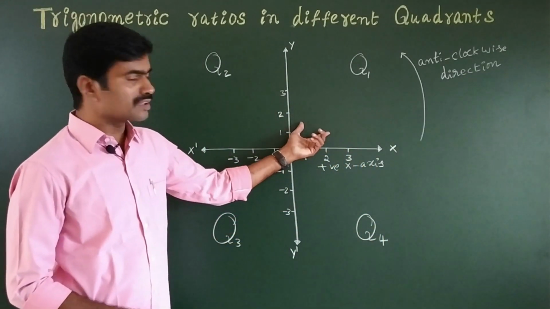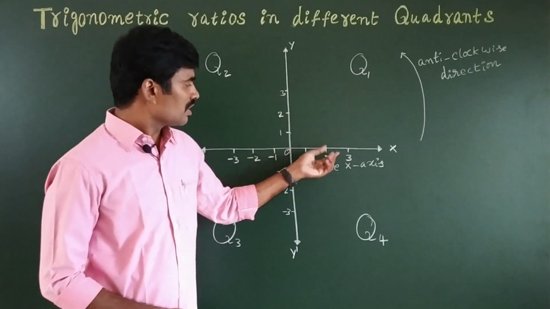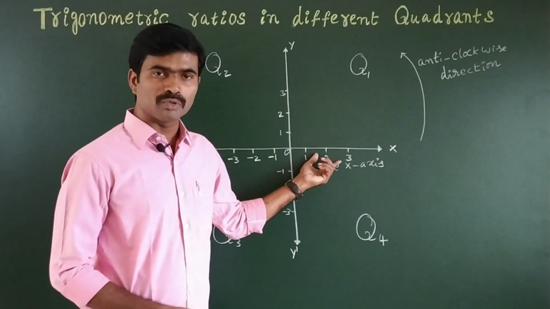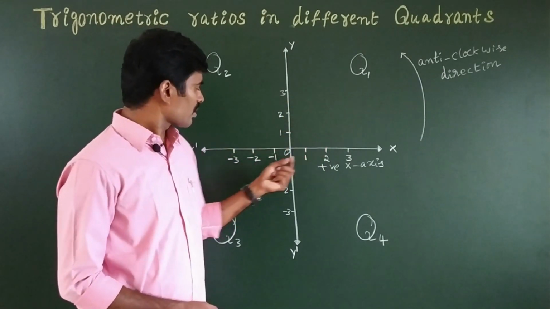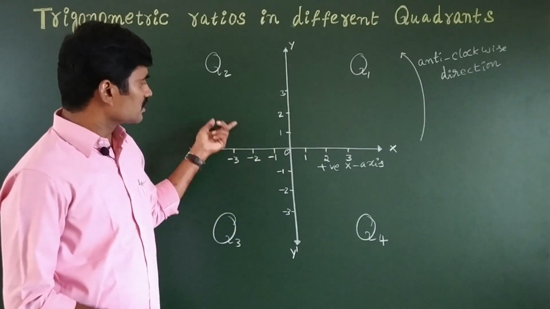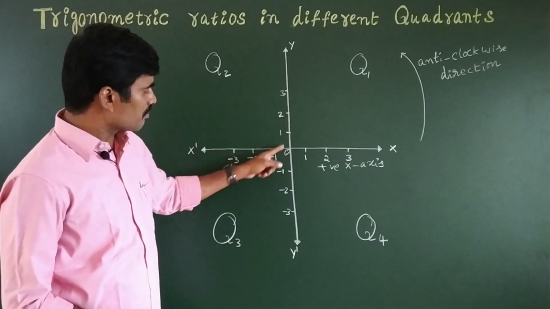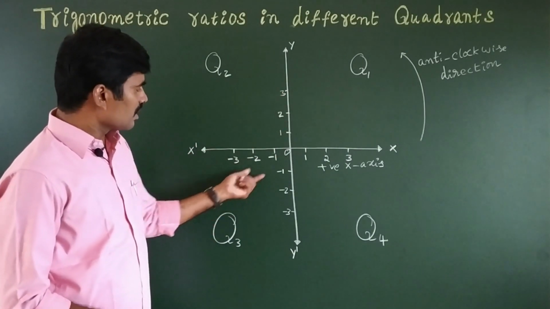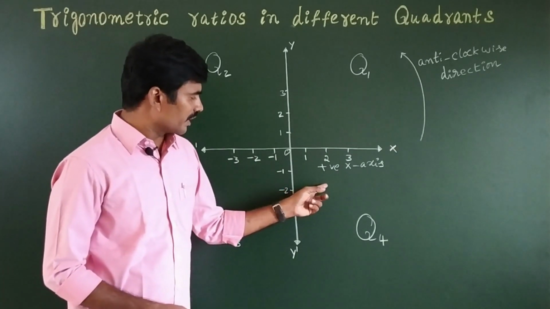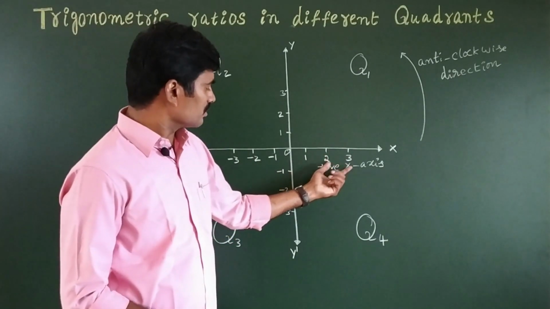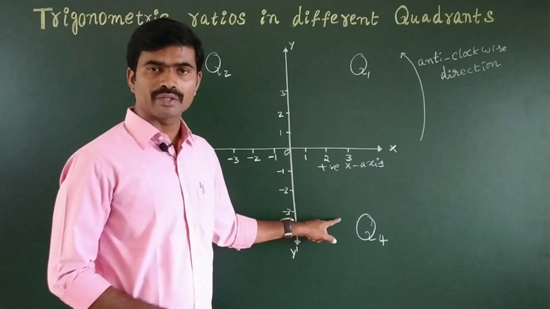In the first quadrant, all are positive: x is positive and y is also positive. In the second quadrant, x is negative and y is positive. In the third quadrant, x is negative and y is negative. In the fourth quadrant, x is positive and y is negative.